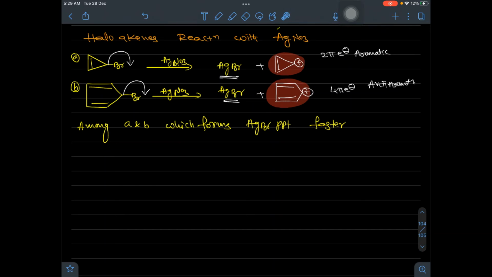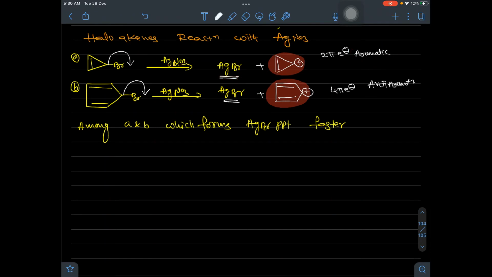So which is the stable cation? The first one is going to form the stable cation. It is stable due to aromaticity. So the one that forms the stable carbocation is involved in the reaction faster and forms silver bromide much faster.